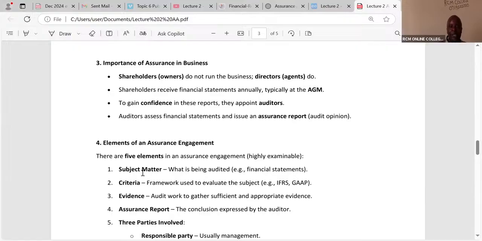There must be the subject matter. What is being audited? In this case, the subject matter for which the company has taken us to audit it is the financial statements. Number 2, there must be a criteria. There must be a framework against which I'll be auditing those financial statements. I'm not going to audit those financial statements in a vacuum. No. There must be a framework, the criteria.